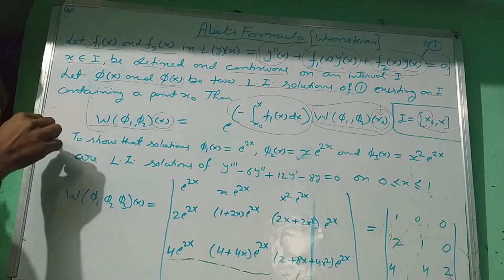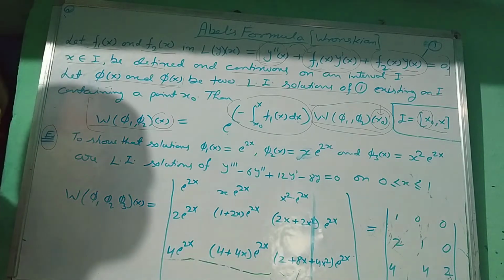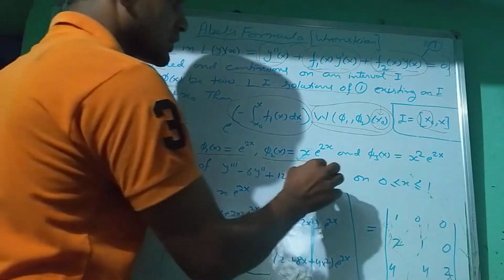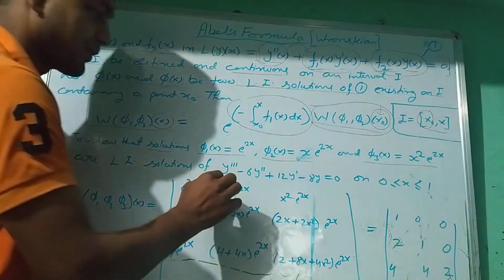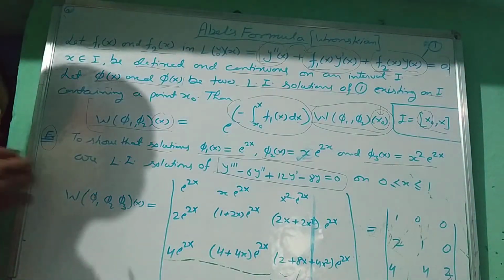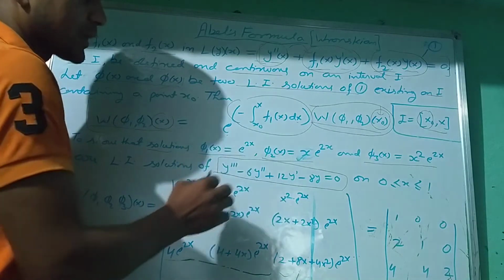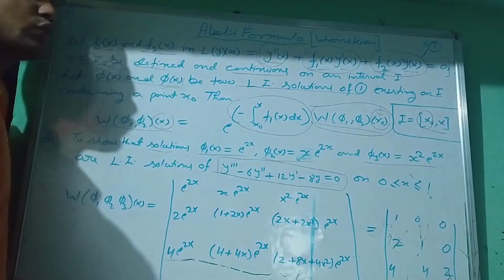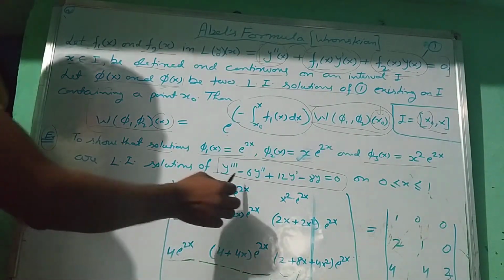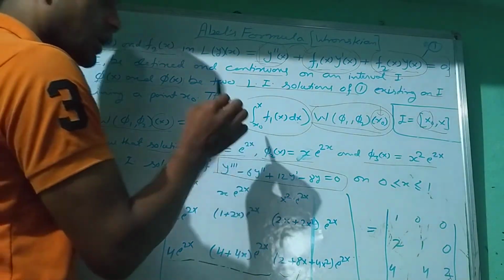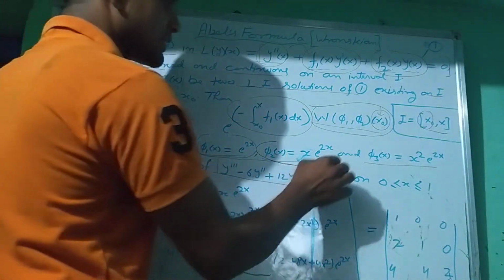Okay, so the example is to show that the solutions phi 1(x) equal to this, phi 2(x) equal to this and phi 3(x) equal to this. We have three solutions of the differential equation. Suppose that the differential equation is this, and when we solve it, the complementary function is c1 e to the power 2x plus c2 x e to the power 2x plus c3 x square e to the power 2x. This is the complementary function of this differential equation. According to the complementary function, we have three solutions of the differential equation: one is this, other is this and next is this.